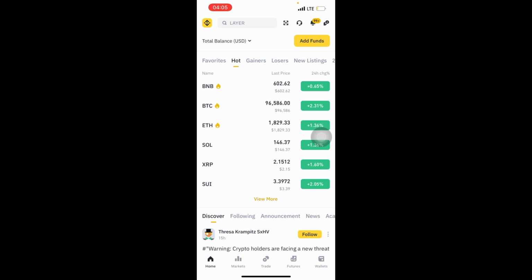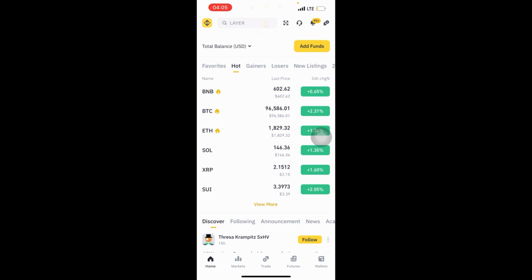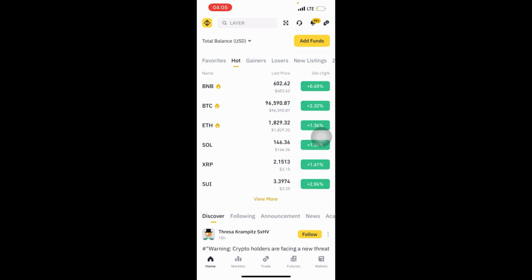So today I'll be showing you how you can multiply or flip your $100 account to a $1,000 account, your $10 account to a $100 account, with this basic step of trading futures on Binance. So please follow the steps very well. I'm doing this video for beginners' sake, so I'll be starting everything from scratch.